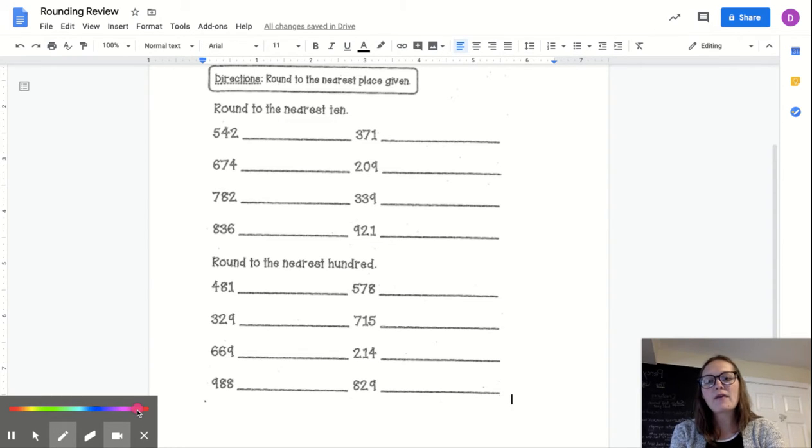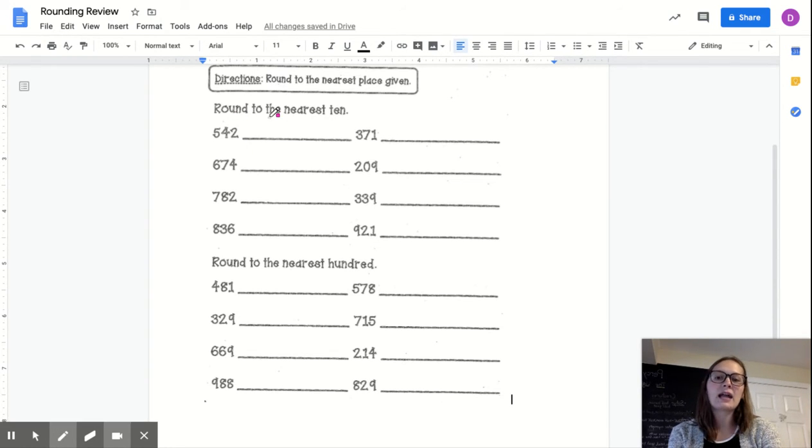Here I have rounding to the nearest 10. The directions are round to the nearest place given. So here we have to round to the nearest 10. Remember, the tens digit is this guy here. We have the ones digit, the tens digit, and the hundreds digit. When we round to the nearest 10, we need to find which 10 is closest to 542.